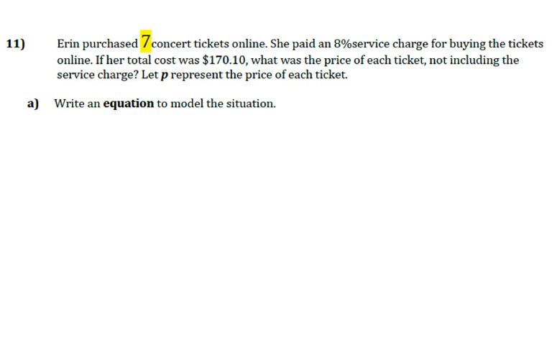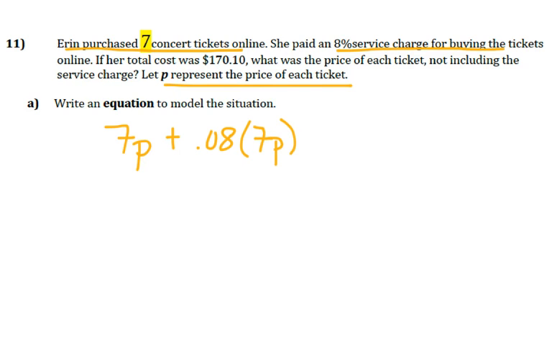So we see above here that Erin purchased 7 concert tickets. So if we're looking at each ticket being the same price, which is represented by P, we'll have 7P. Then she paid an 8% service charge for buying them online. Now, a service charge is something that we're going to increase the cost. So we're going to add 8/100ths of 7P, which results in her total cost, and we see the total cost was $170.10.